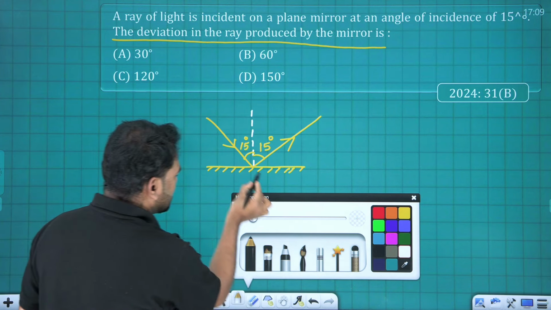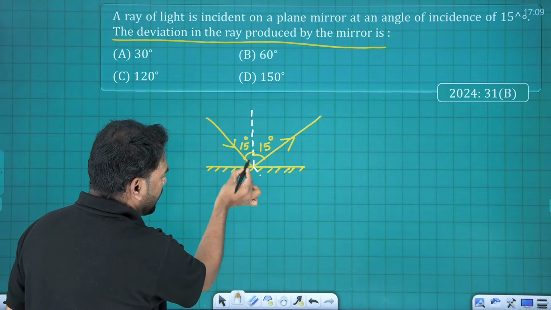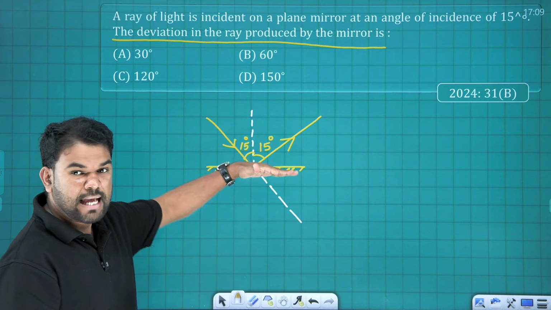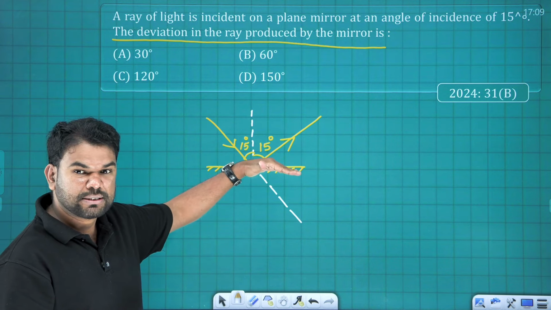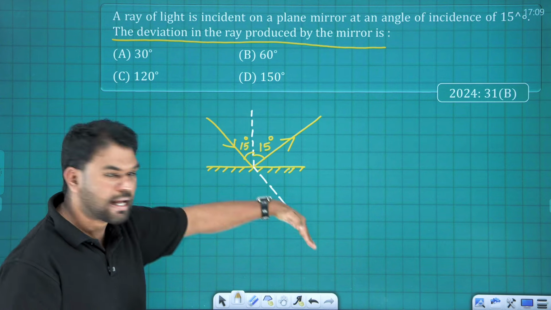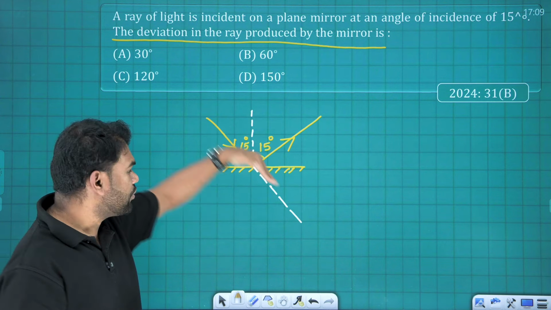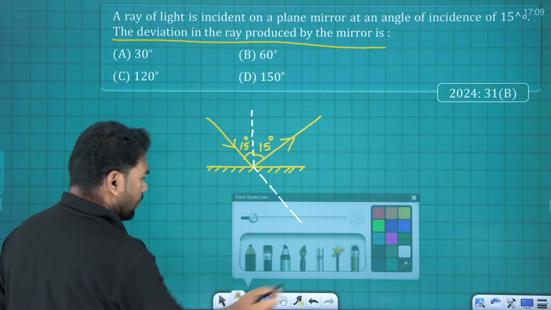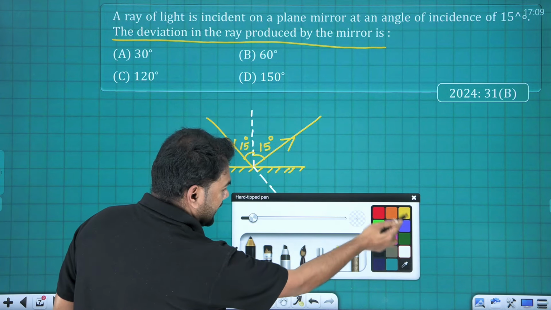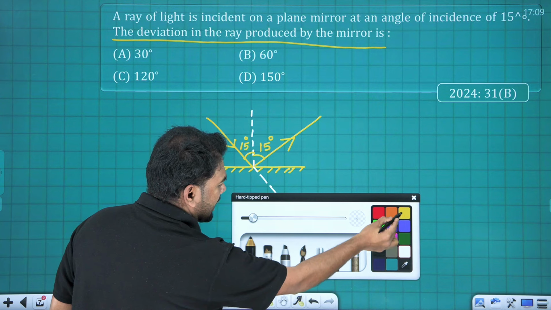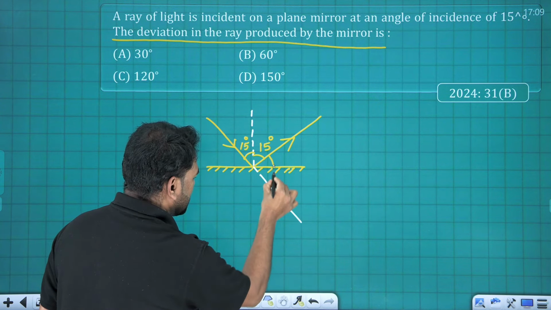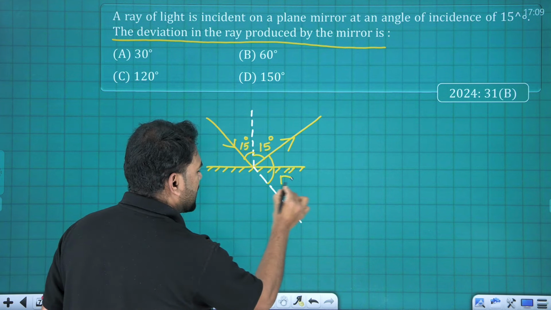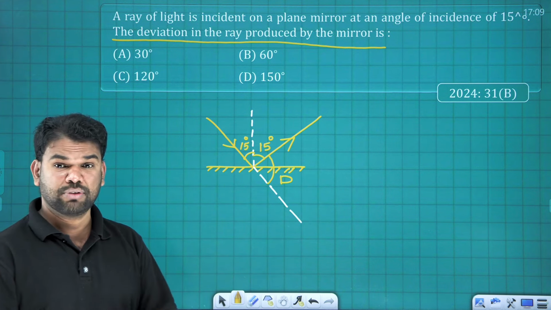So, we can extend the incident ray. If there is no mirror present here, this ray wants to travel like this, straight. Because of the plane mirror, it gets reflected and deviates its path. So, the angle of deviation will be this one. This much angle we need to find out. Let it be capital letter D. This is the angle of deviation we need to find out.